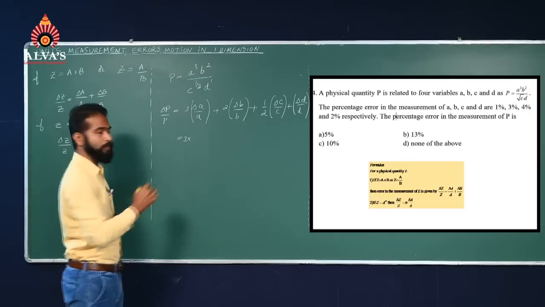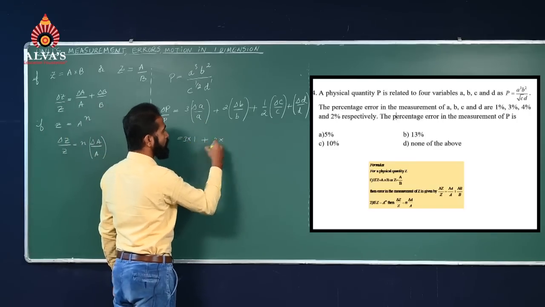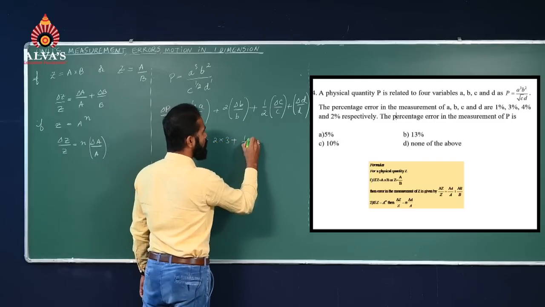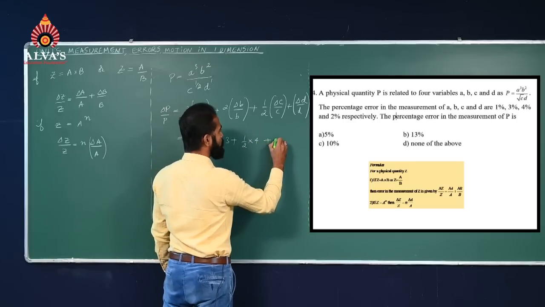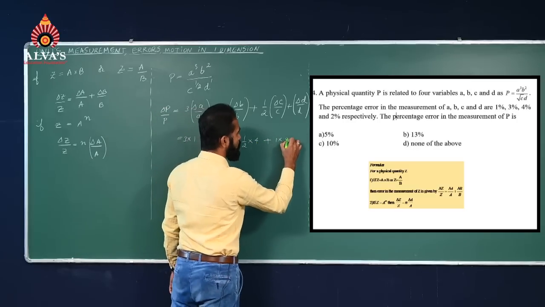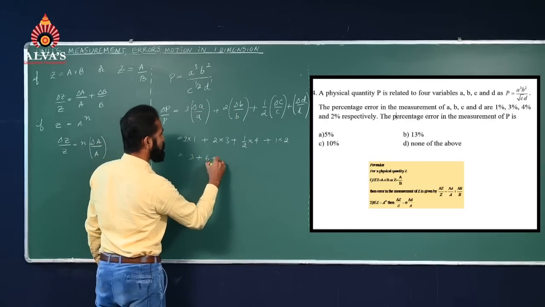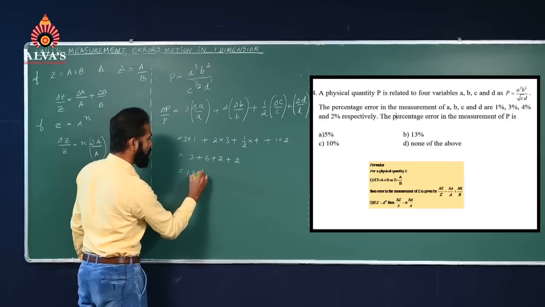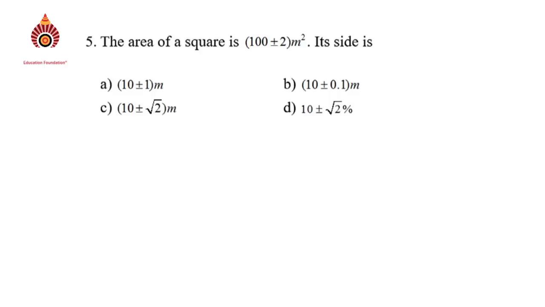Percentage error in the measurement of A is given as 1%, plus 2 times the error in the measurement of B, which is 3%, plus half times the error in the measurement of C, which is 4%, plus 1 times the error in the measurement of D, which is 2%. So totally it becomes 3 plus 6 plus 2 plus 2, which is 13%. That is option B. Okay, move on to the next question.